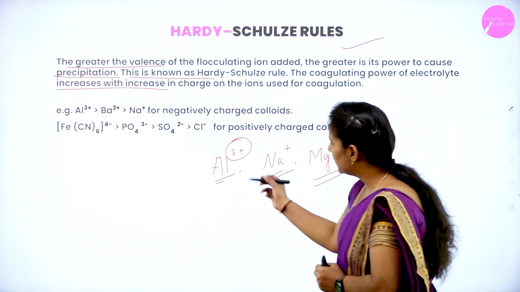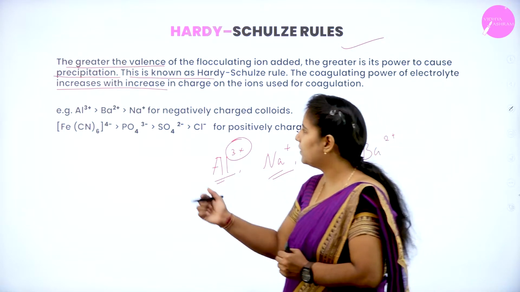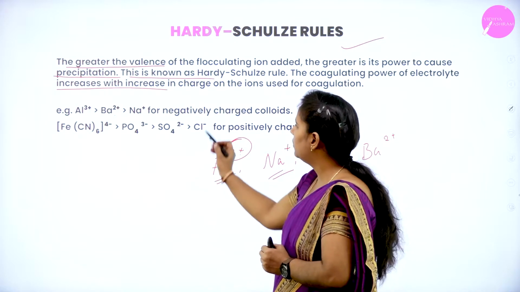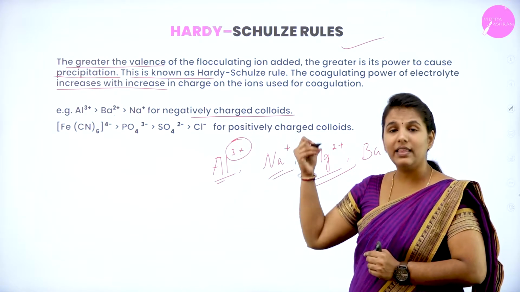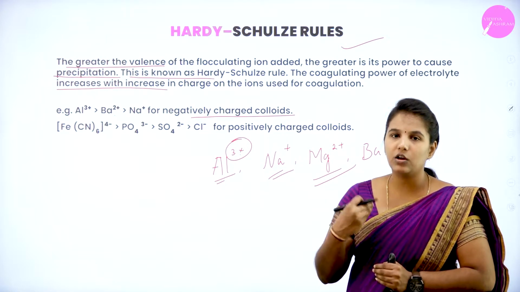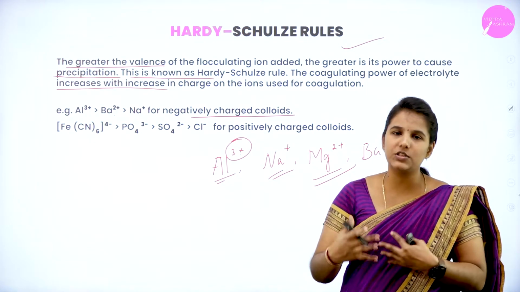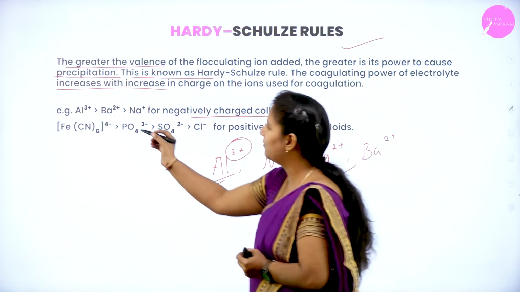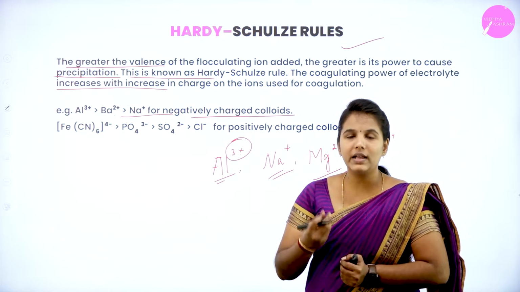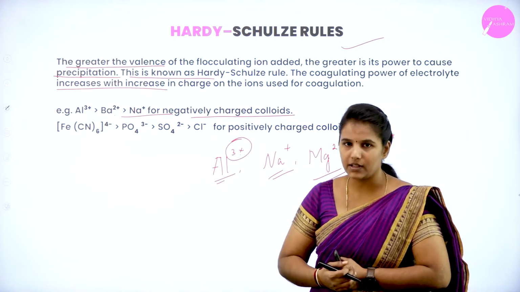That is why aluminium, which has more valency compared with barium and sodium, can be used for negatively charged colloidal particles, because if the colloidal particle is negative, it will be attracted toward the positively charged salt. That is why I have listed some of the positively charged coagulating ions which will coagulate the colloidal particles.